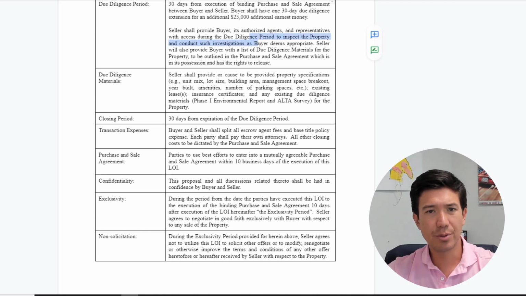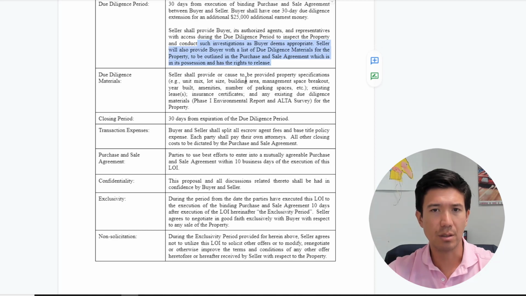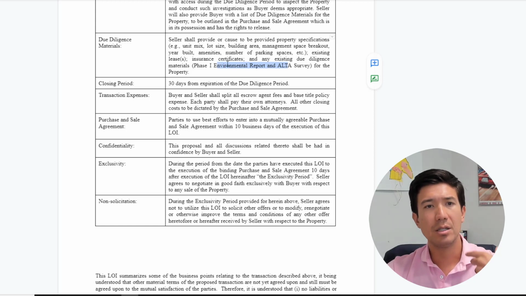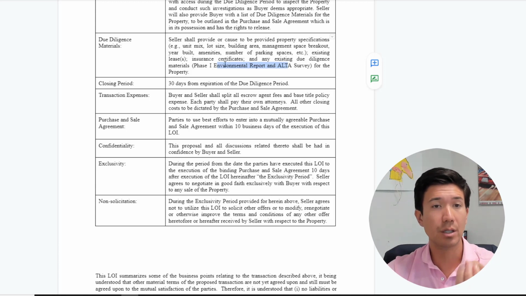Access, this one is pretty standard. If you're out of space, I might delete this. That's not super unique. Due diligence, this is important. Unit mix, lot size, management space, amenities, parking spaces, any copies of Phase 1. That really, I think, conveys to the seller that you're serious, you know what you're doing, and these types of documents are going to be critical to your underwriting while you're under contract.